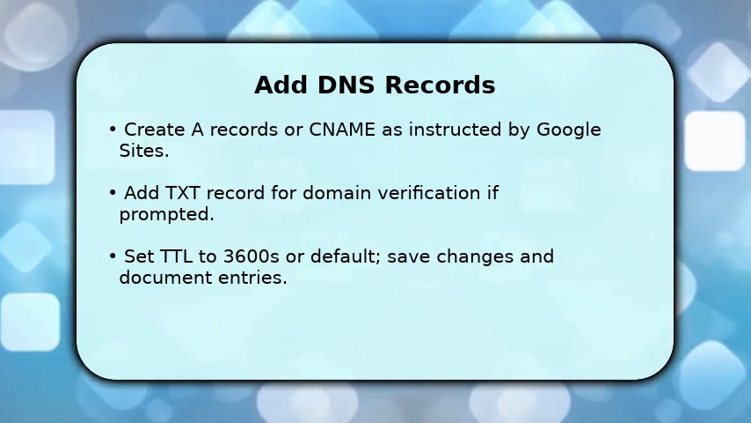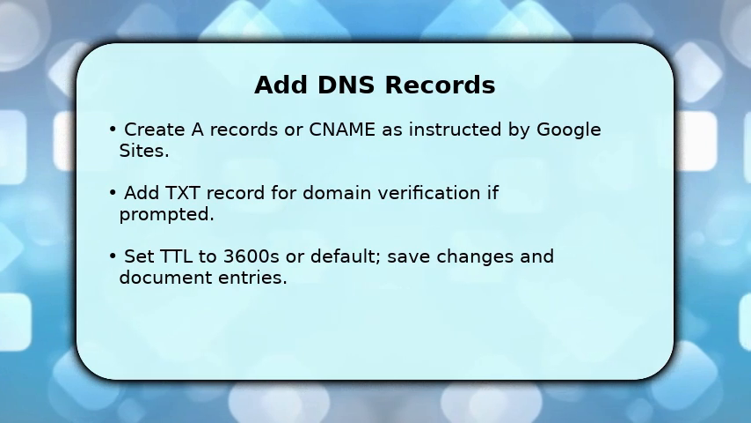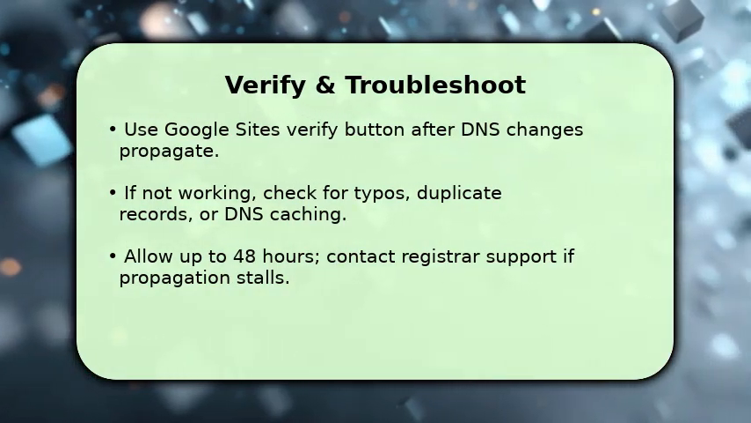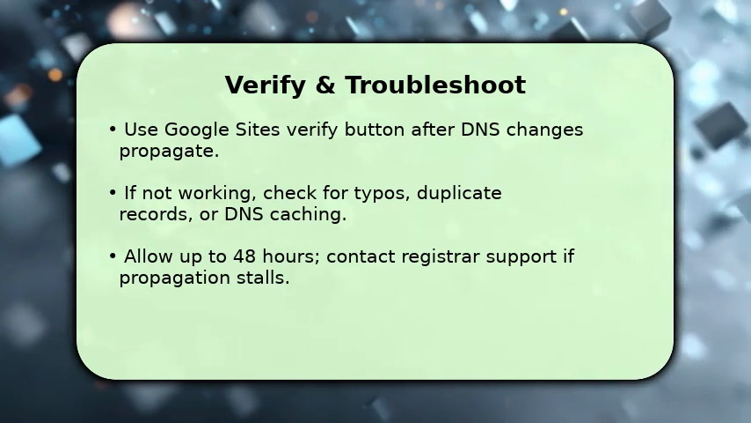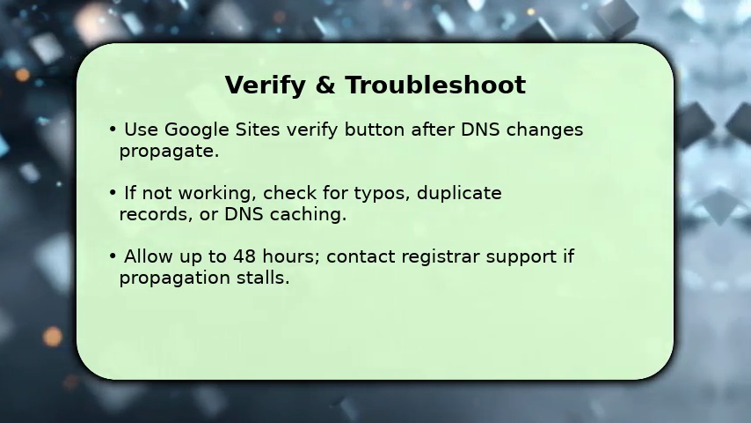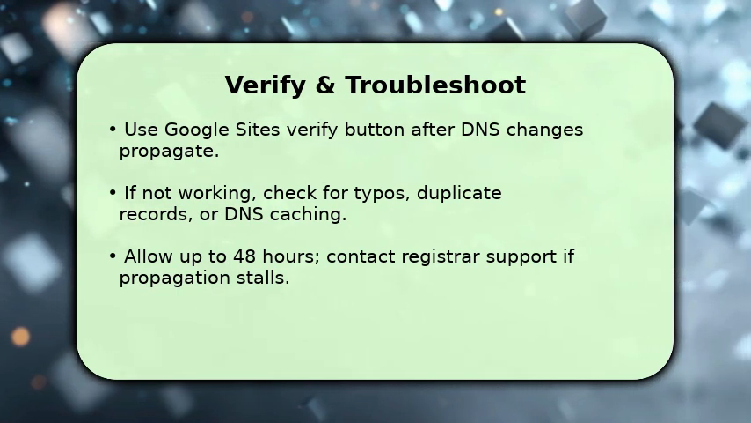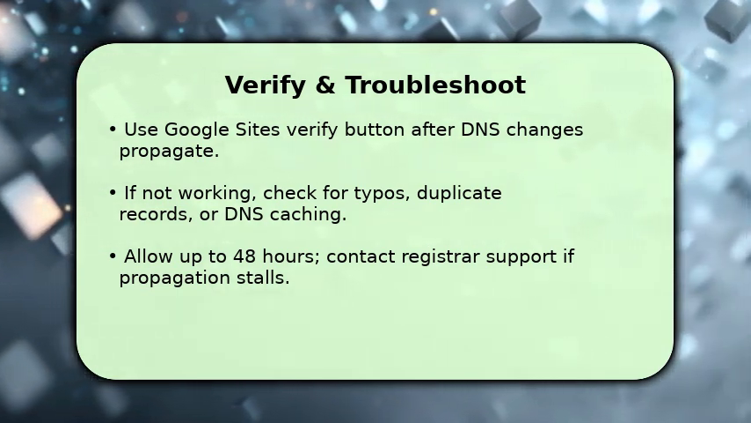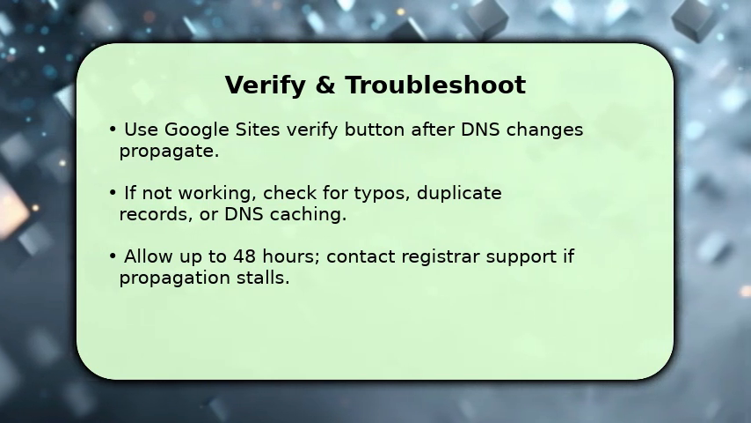After adding records, return to Google Sites and click Verify or Connect to let Google confirm ownership and map the domain. If verification fails, make sure there are no typos, no conflicting A/CNAME records, and that the TXT record is exact. Once verified, set the custom domain as the site address and test with HTTP and HTTPS.